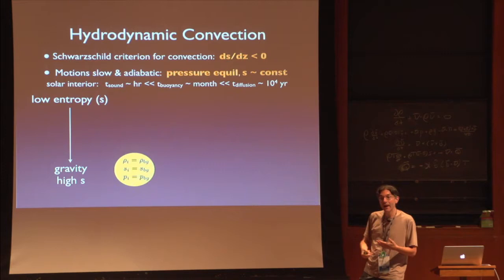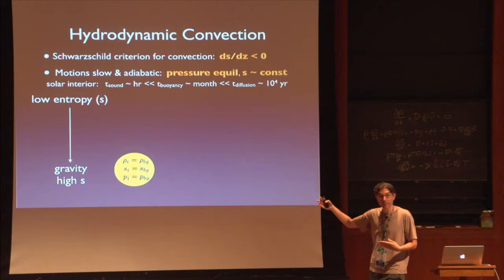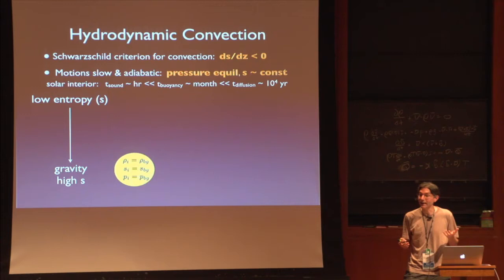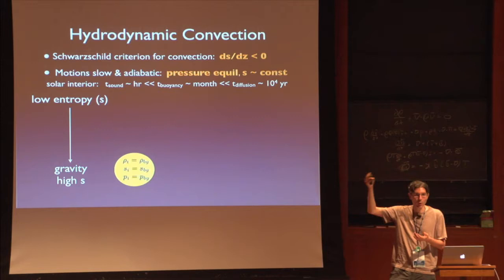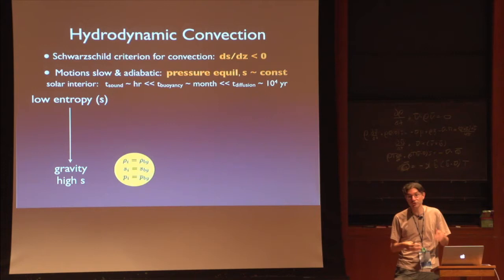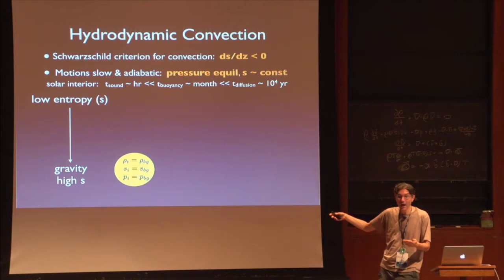On the other hand, the time scale for boiling motions in the interiors of stars is very long compared to the time scale for energy to diffuse around by photons, and that means the motions are adiabatic. So there's actually a very nice hierarchy of time scales. For instance, in the interior of the sun, the sound crossing time is about an hour, the time scale for the sun to boil in the interior is about a month, and the time scale for photons to diffuse energy around is tens of thousands of years. So this nice hierarchy implies that there's pressure equilibrium with the surroundings and that the motions are adiabatic.